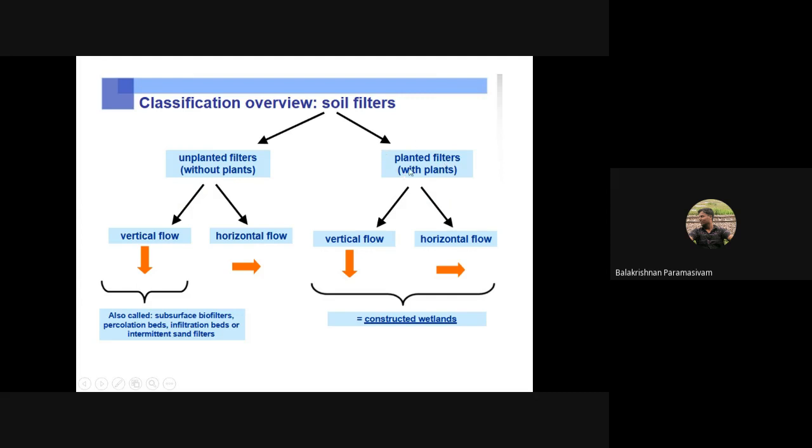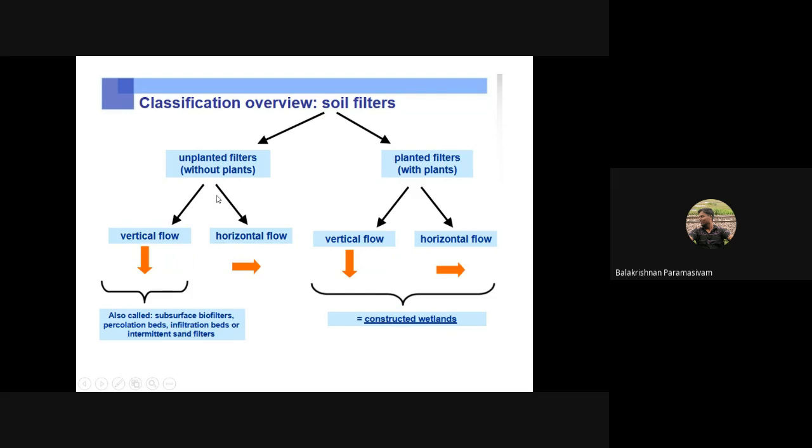And another one is planted filters. With plants, vertical flow, horizontal flow. I will be discussing all these things. Without plants it will be called subsurface filters, percolation pond, infiltration beds. But when it is planted, it will be called a constructed wetland.